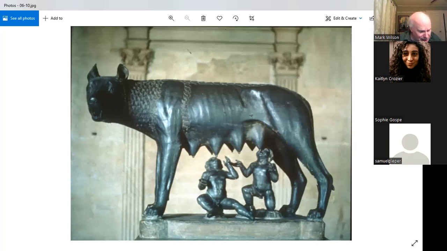So what are we looking at here? We're looking at a life-size bronze sculpture of a she-wolf, a mother wolf. And instead of wolf cubs, she's suckling 2 human babies. Well, that is really an important part of the meaning, because most historians, we'll just say it that way, believe that this was a gift.